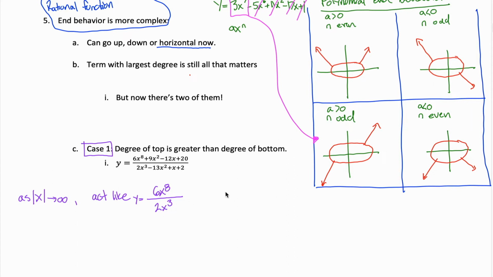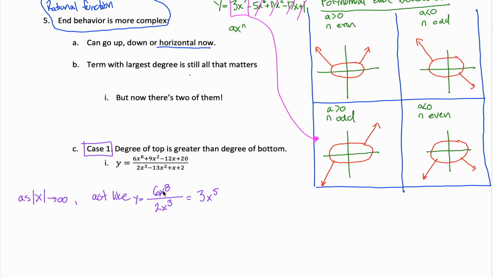So maybe you're like, all right, but how do I figure out which of these 4 cases I'm in? I have 2 different leading coefficients and 2 different degrees of the polynomials. Well, what you're going to do is you're going to simplify this guy. 6x to the 8th divided by 2x cubed is just 3x to the 5th power. The 6 divided by the 2 gives me the 3, and the x to the 8th divided by x to the 3rd gives me x to the 5th.